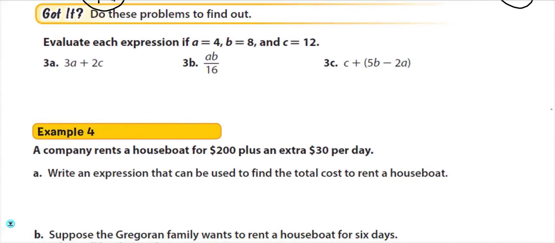And let's take a look. So we have 3A plus 2C. Our A this time is 4, so that's 3 times 4, plus 2C, so that's 2 times 12. That's going to be 12 here, plus 24, and that's going to make 36.